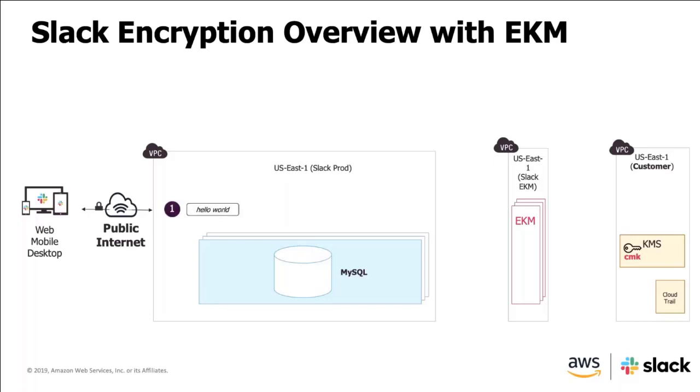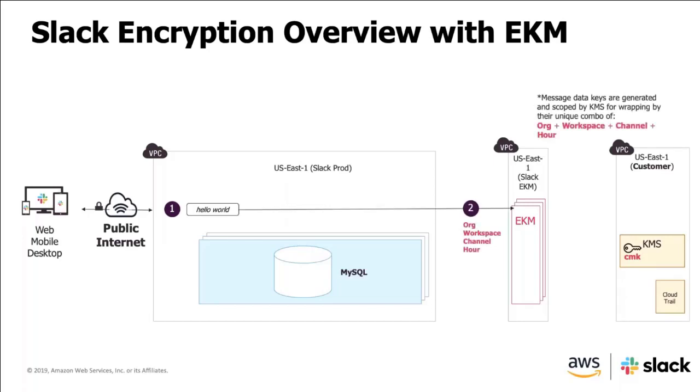The message, along with the key scopes, are sent to the EKM service. EKM sends the key scope to KMS. The message data keys are then generated and scoped by KMS and wrapped by their unique combination of org, workspace, channel, and hour. The KMS logs an entry atomically into CloudTrail, and for context, CloudTrail logs every AWS API request, including the generate data key and the decrypt request that Slack makes to KMS.